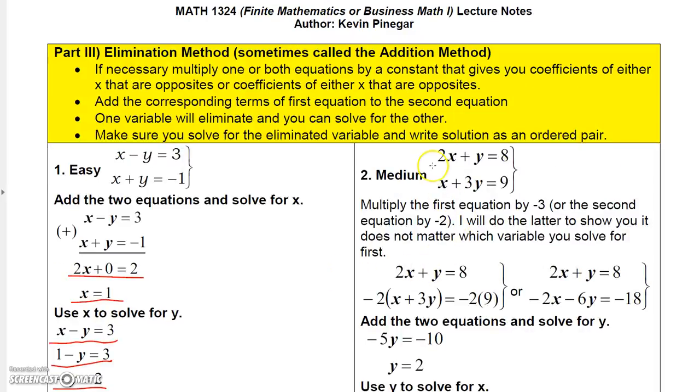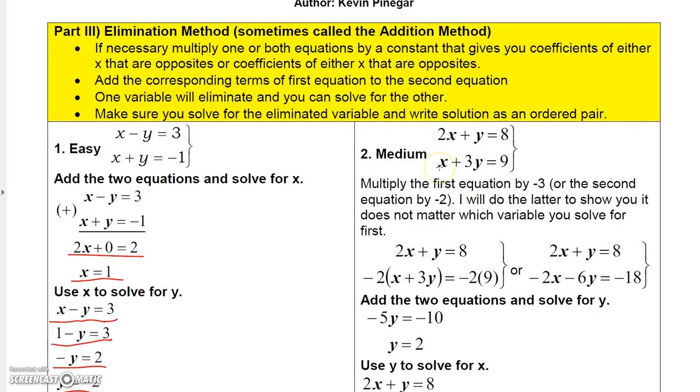You may have to multiply one of these equations by a constant. Here I saw that the coefficient of x here was 2, so if I could make the coefficient of this x -2, then I could add these together and eliminate the x's. So I'm going to multiply the second equation, I'm going to multiply everything by -2. Now that doesn't change the answer, that just changes the equation, but the answer is still going to be the same.